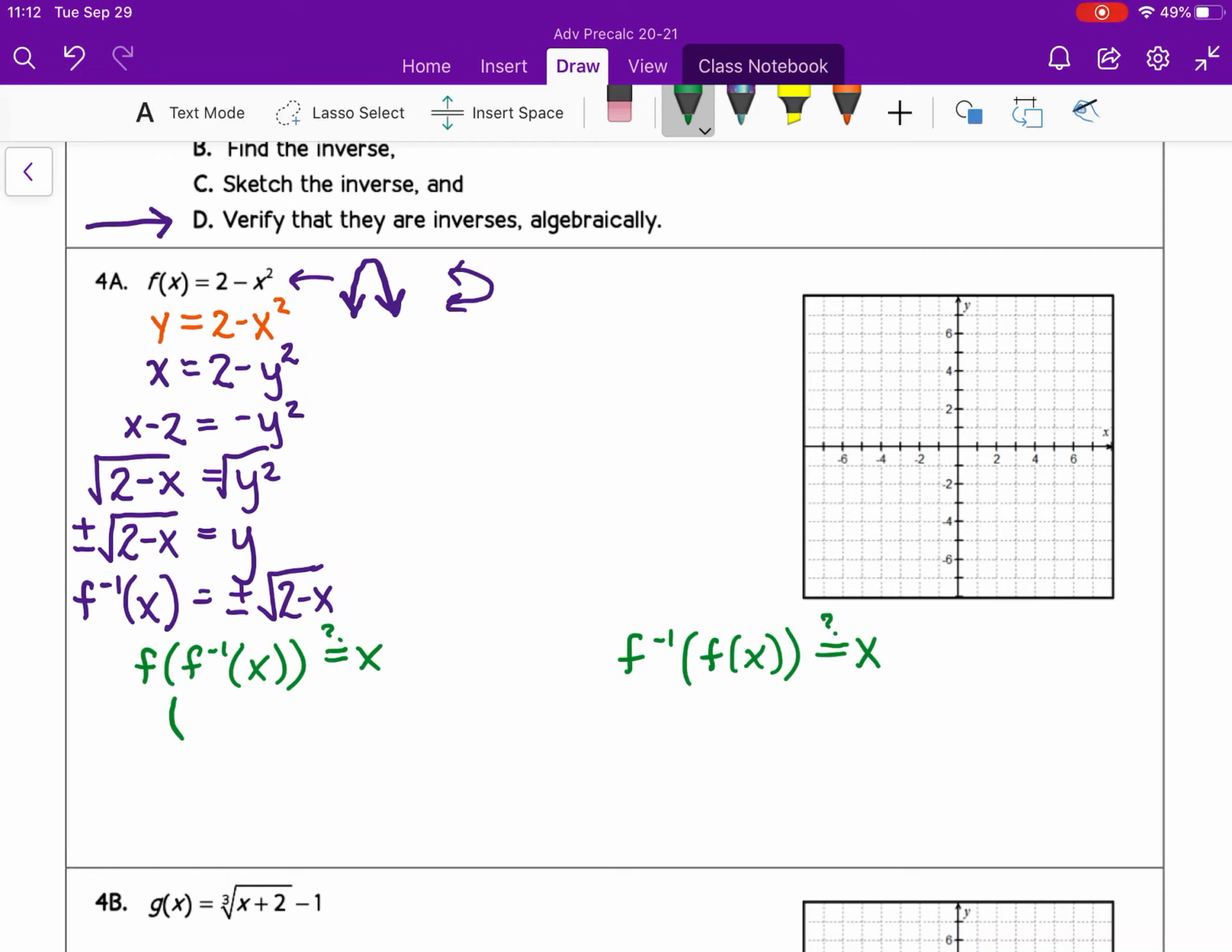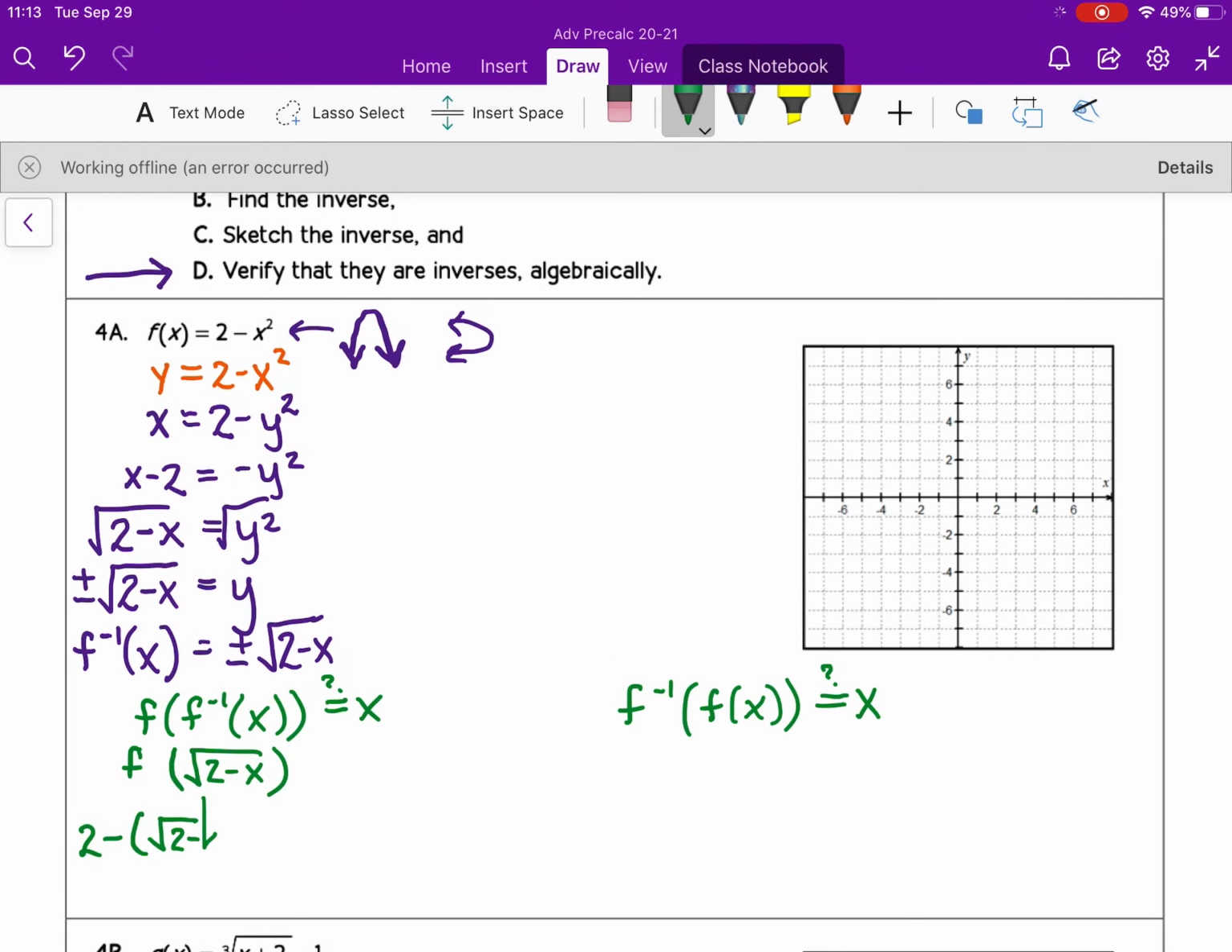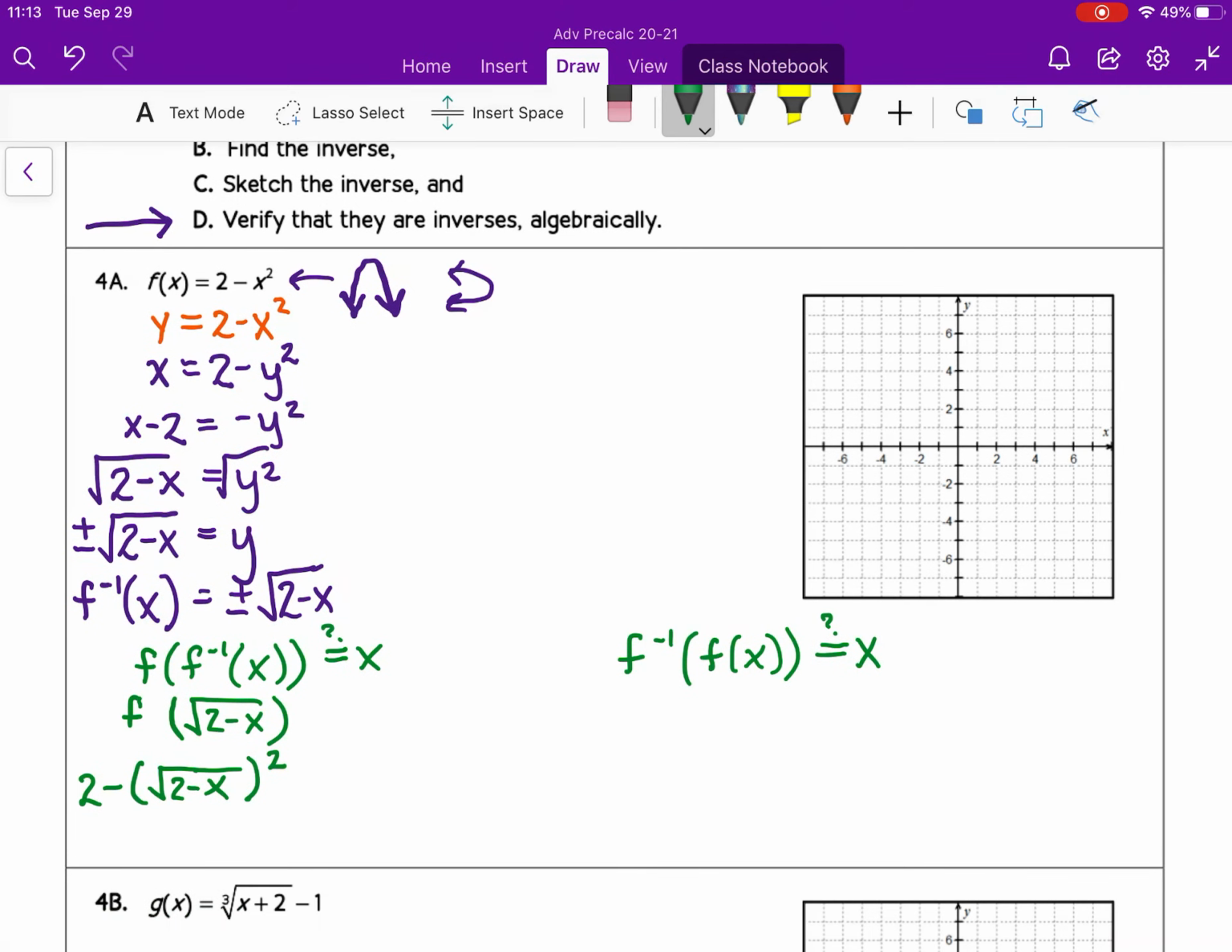So what I'm going to do is focus on the positive instead of the negative. I could also do the negative, same thing's going to happen. But square root of 2 minus x is the inverse. I'm going to plug that in, substitute that in to the original function, which is 2 minus x squared. So where there was an x squared, I'm now going to put the function squared. Think about your rules. A squared and a square root cancel each other out. So I'm really just left with 2 minus x.